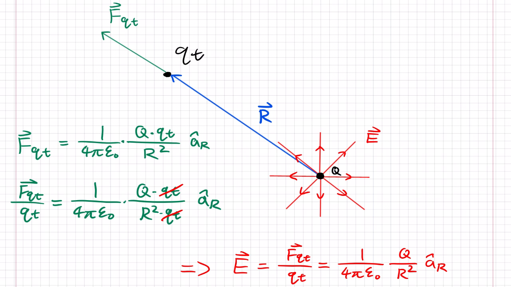Now let's divide Coulomb's law by QT. We can notice that the QT on the right hand side will cancel, leaving us with FQT divided by QT, which is the expression of the electric field intensity of the point charge Q.